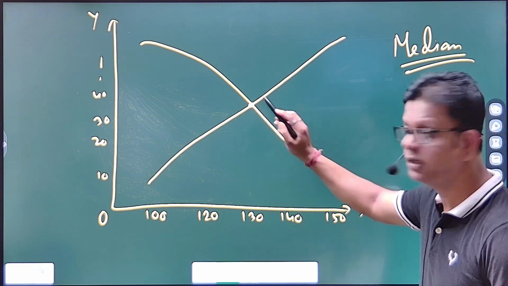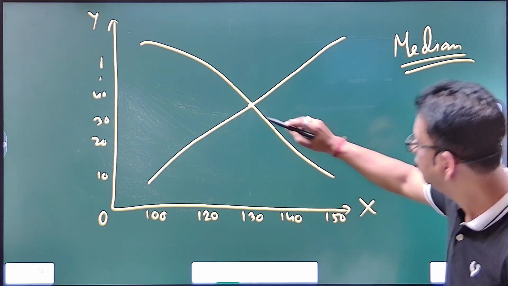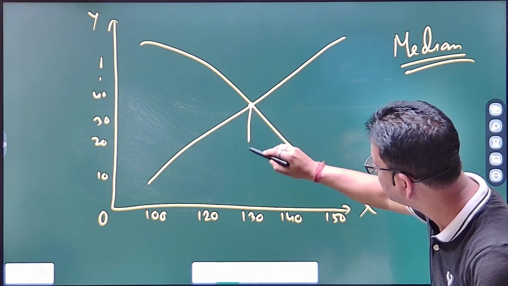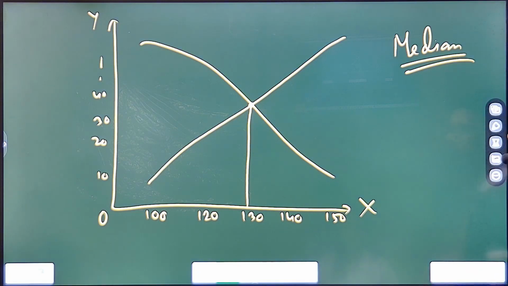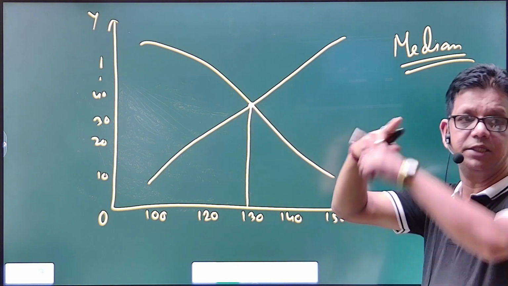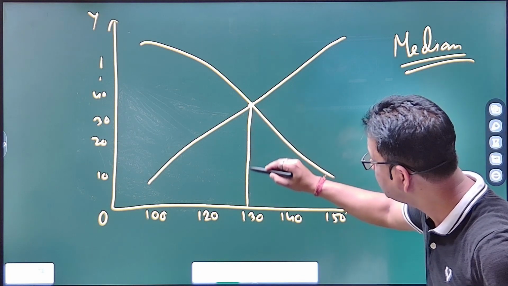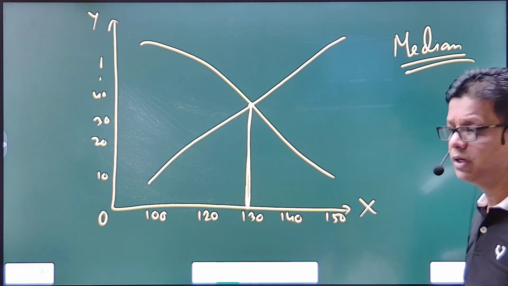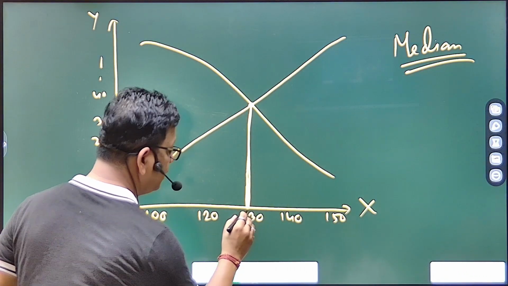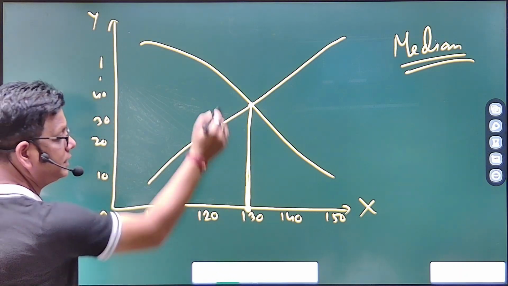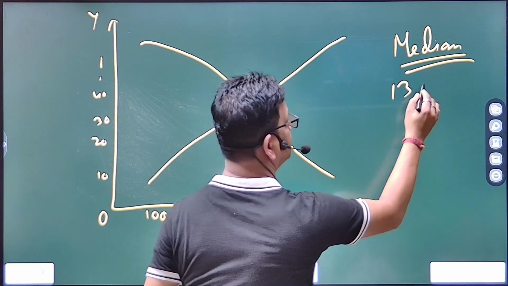This cross point, that means the intersecting point of both graphs after plotting, you have to see. From there, just draw a perpendicular line. This might be a question in your exam. From the point where they intersect, you just draw a perpendicular line. In a question paper you can't draw it, so you can directly take a scale to see at which point they meet. This line meets the x-axis at which point? 130. So this 130 is the median.